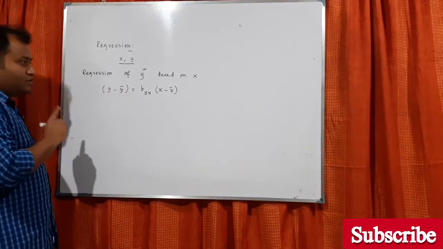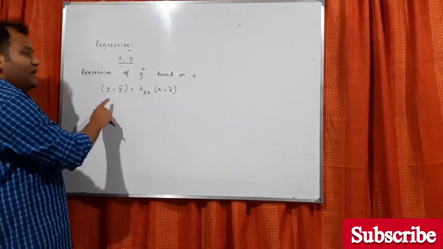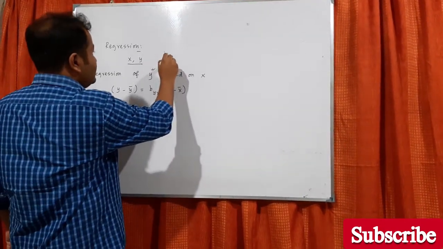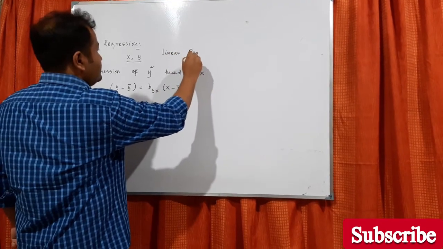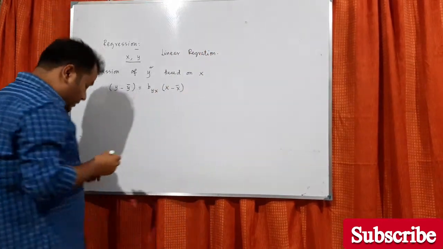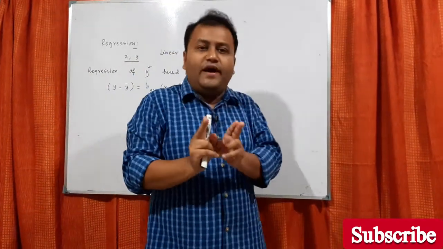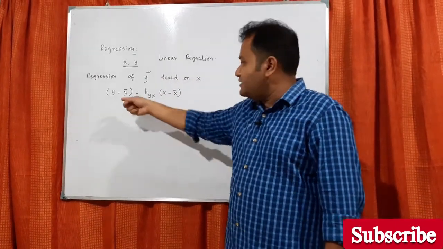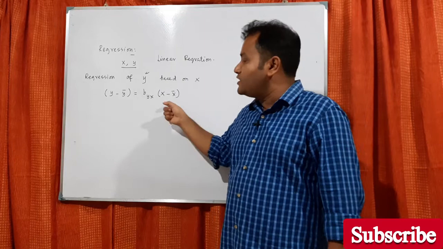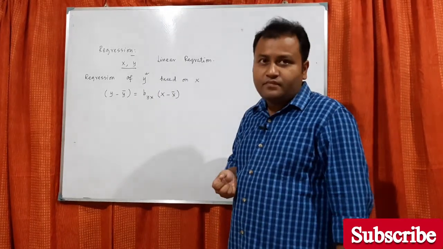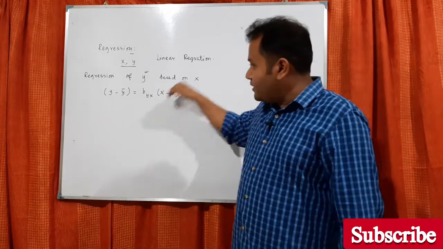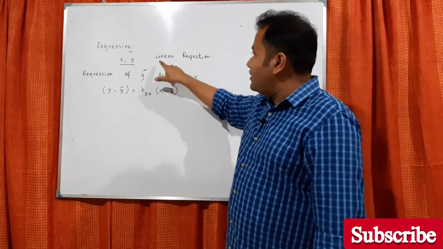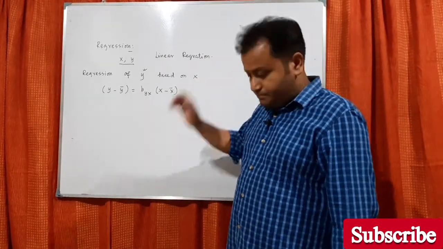Here one thing you must notice is that this equation is nothing but the equation of a straight line. So this kind of regression is called linear regression. Between two variables we can find various equations, and this equation is called the regression equation or regression line. If we plot this, whatever diagram we get is called the regression curve. In this case we consider only linear regression.